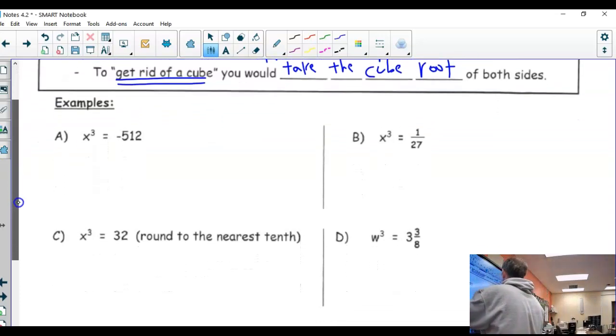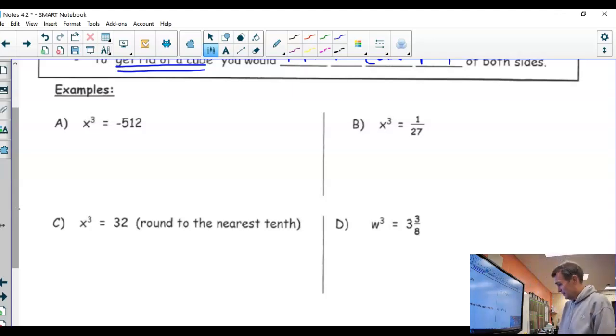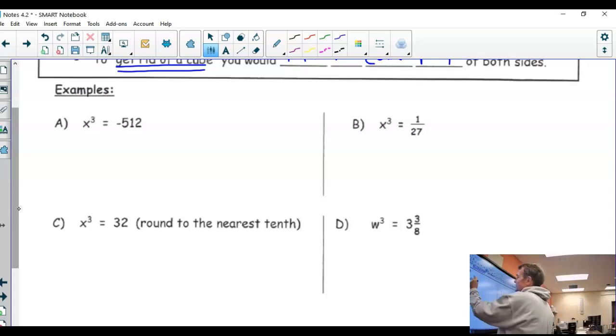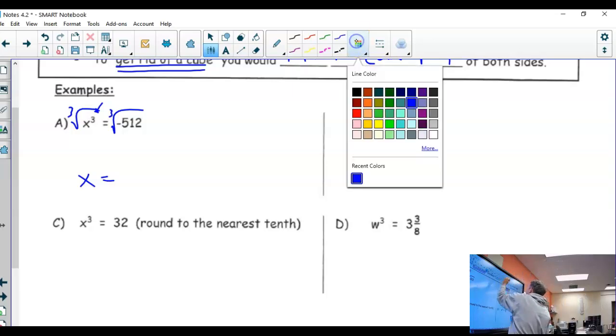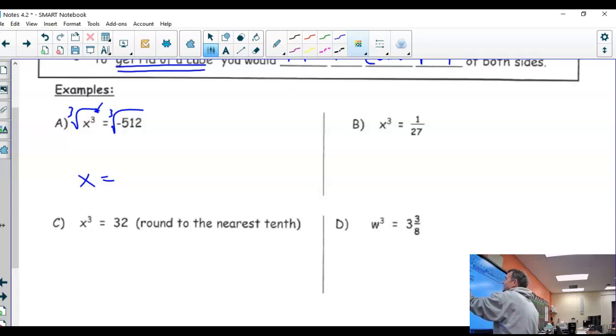We're going to do this a few times with some different types of numbers. So this first one is the most basic. I have x to the third power equals negative 512. So I want to get rid of the 3 so that the x can be by itself, right? So how do I get rid of the 3? Well, I get rid of the 3, which is a cube, by doing the opposite of cubing the x, and that would be taking the cube root of the x. Well, I got to take the cube root of both sides. The cube root gets rid of the cube. They are opposite operations. So this side is just x.